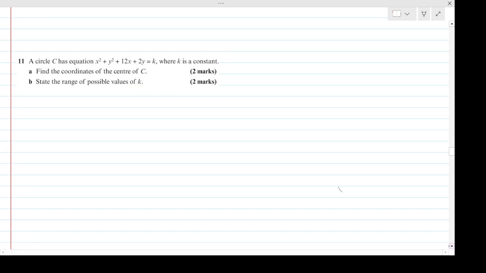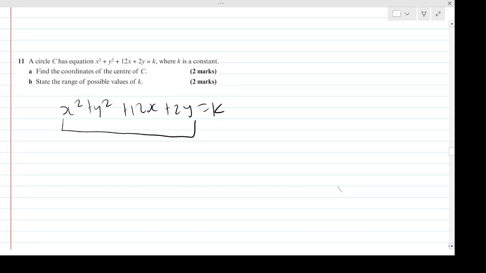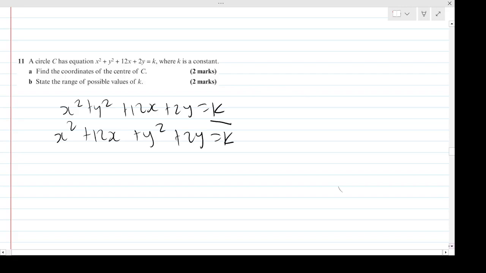But anyway, let's have a look at this. A circle C has equation, say, x squared plus y squared plus 12x plus 2y is equal to k. Firstly, find the coordinates of the centre of C. Now again, it's in this sort of form of quadratics of x and y, so I need to complete the square to get it to resemble the equation of a circle. Get everything into brackets, right? Firstly, I'm going to group the x parts together, so x squared plus 12x, then plus y squared plus 2y is equal to k. I'm not worried about k, it's just a number, so I can leave that where it is.